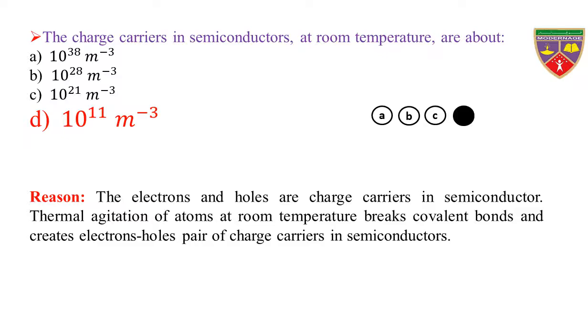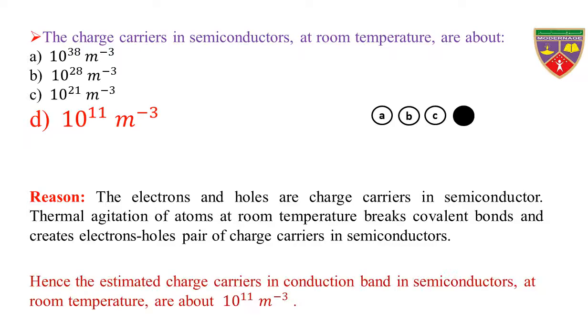Reason: the electrons and holes are charge carriers in semiconductor. Thermal agitation of atoms at room temperature breaks covalent bonds and creates electron-hole pairs of charge carriers in semiconductors. Hence, the estimated charge carriers in conduction band in semiconductors at room temperature are about 10 power 11 per cubic meter.